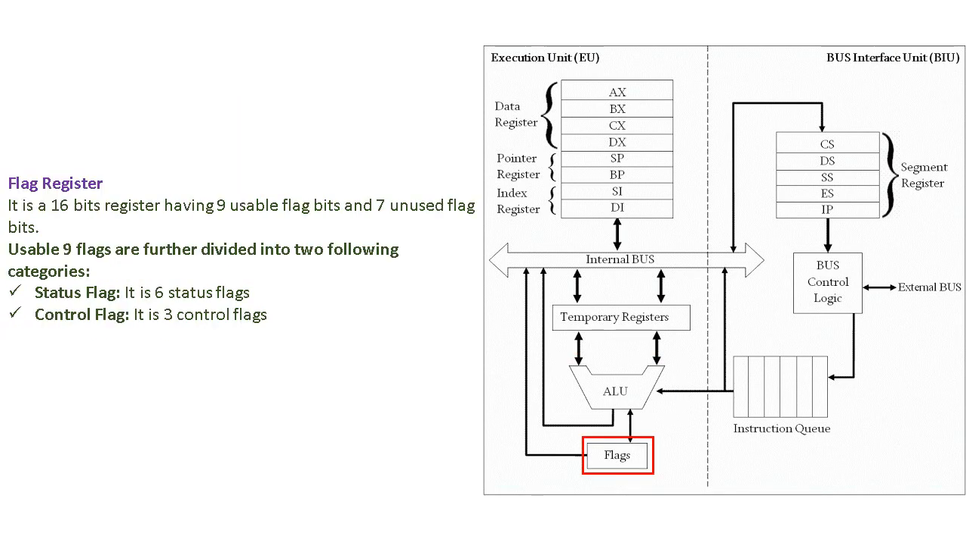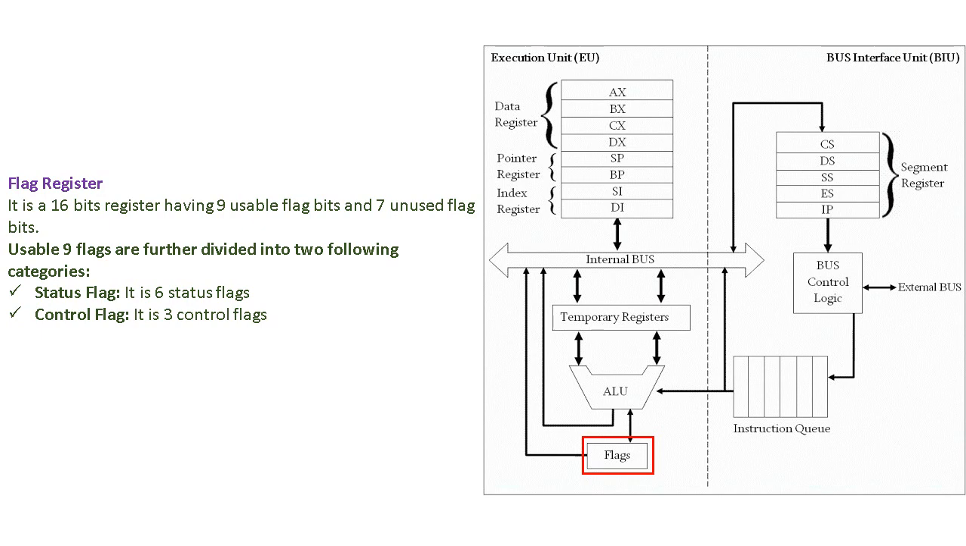Now let us understand the flag register. It is one of the most important parts of the 8086 microprocessor chip. It is a 16-bit register having 9 usable flag bits and 7 unused flag bits. The 9 usable flags are further divided into the following parts.